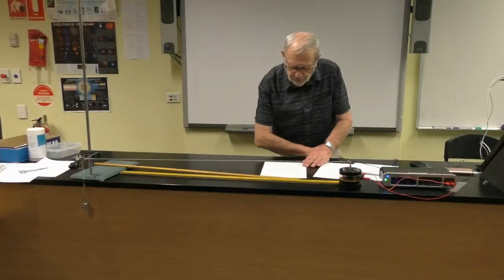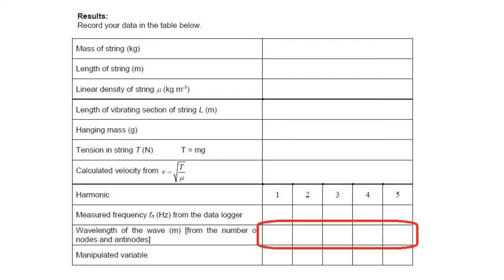We've got to work out the wavelengths of the number of nodes and antinodes. So remember, the first one was 110 centimeters, so that was for half a wavelength. That length was half a wavelength for the first wavelength. So our wavelength, or lambda, for the first harmonic is twice that, in other words 2.20 meters.